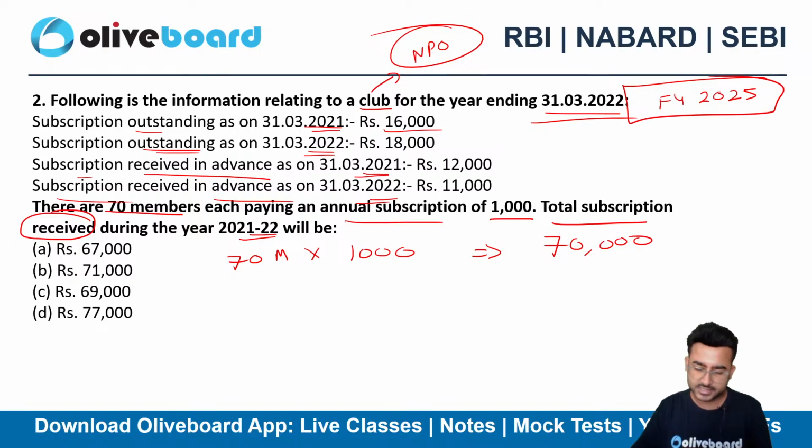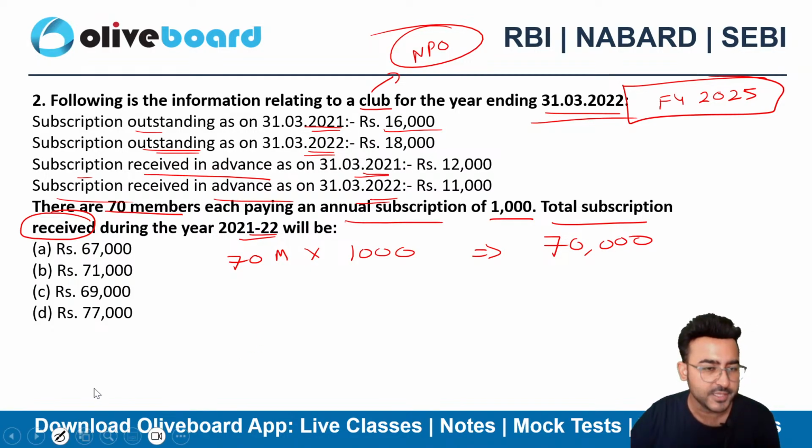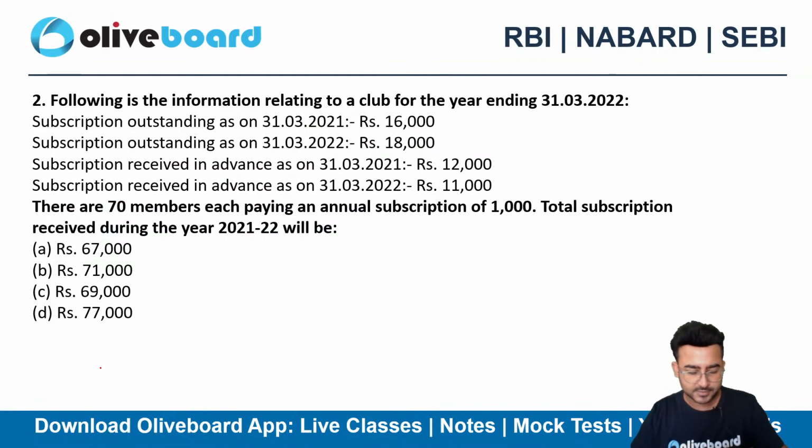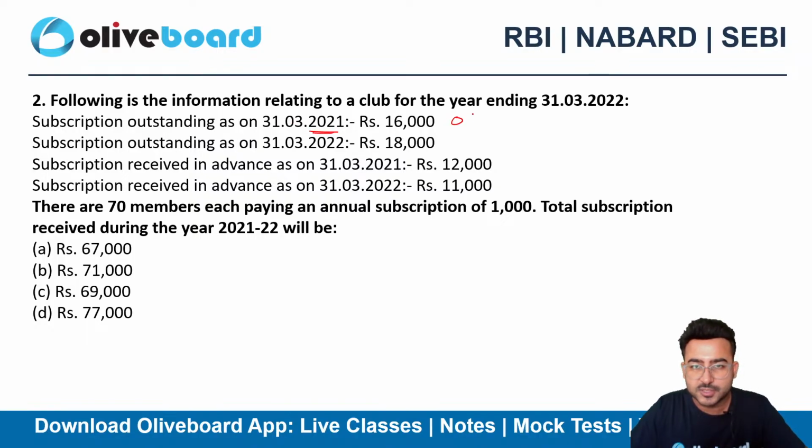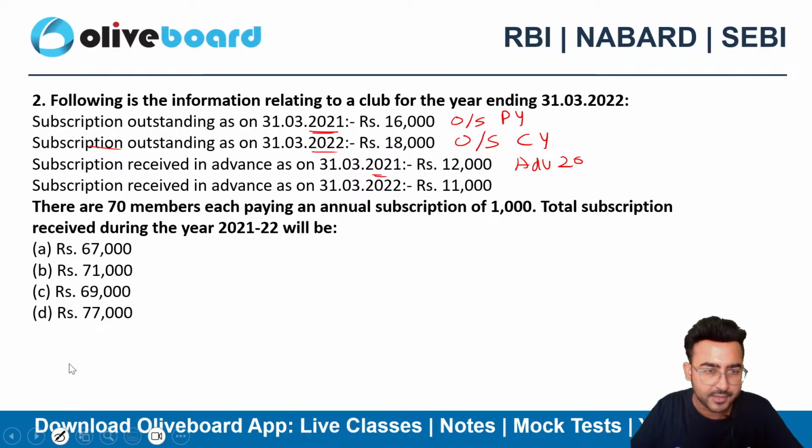Let's do it. First, I'll be analyzing this question for you guys. Subscription outstanding on 2021 is the outstanding subscription of the previous year. Subscription outstanding on 2022 is the outstanding subscription for the current financial year. Subscription received in advance is the advance subscription that we received in the previous year, 2021.